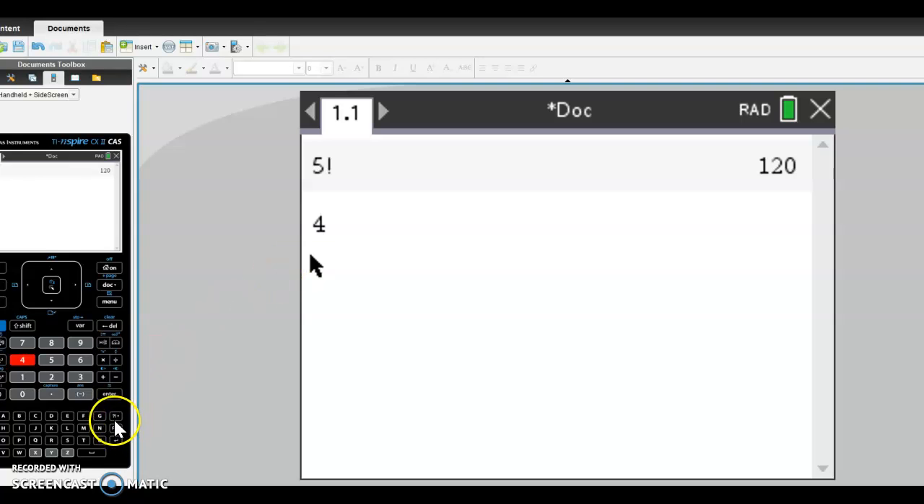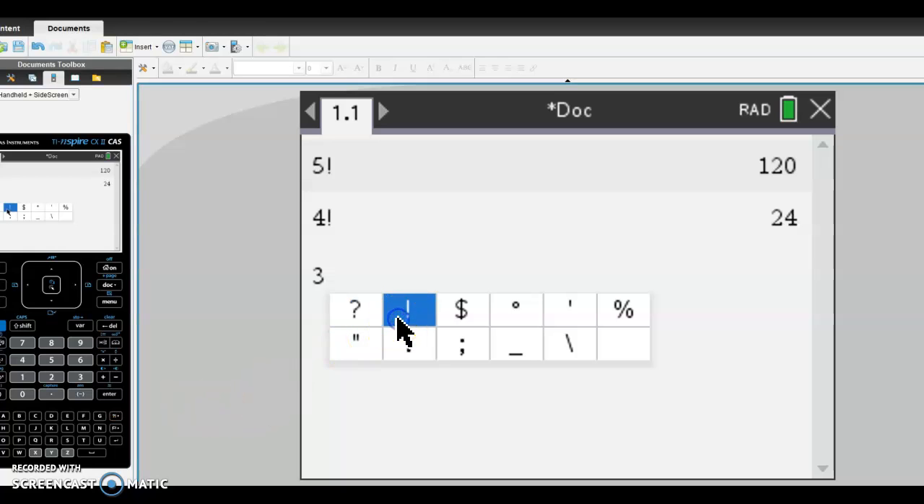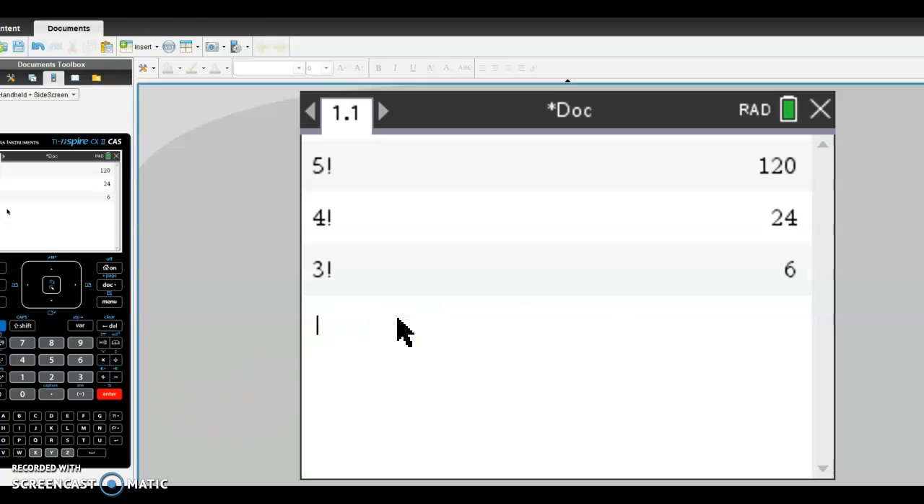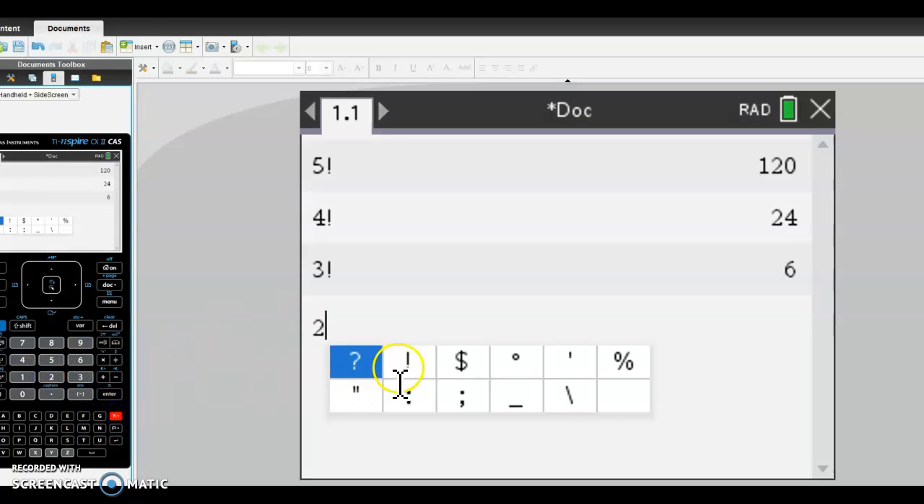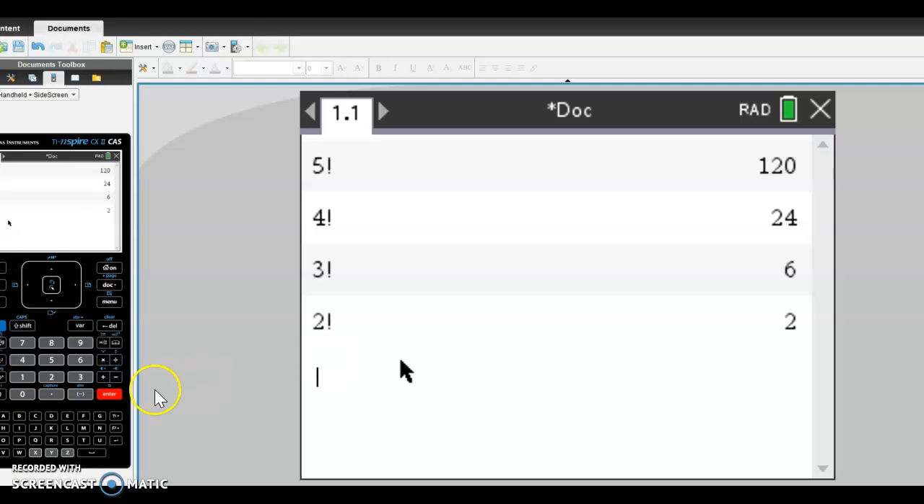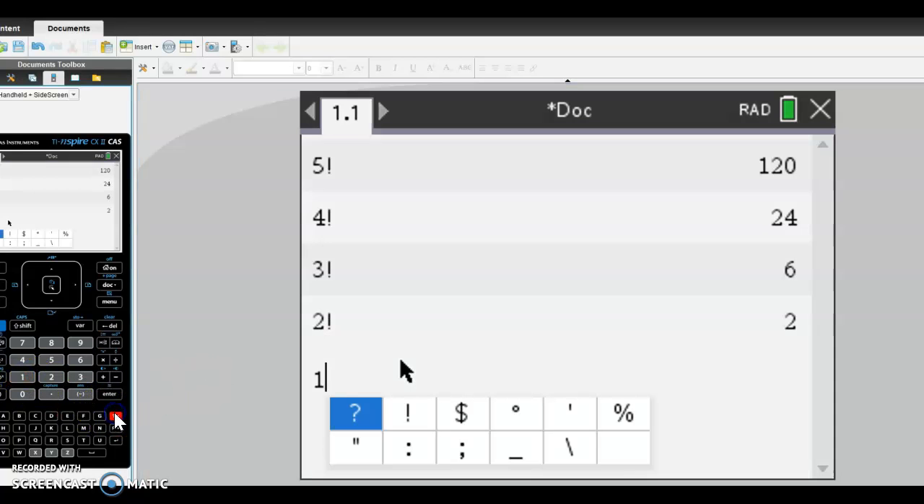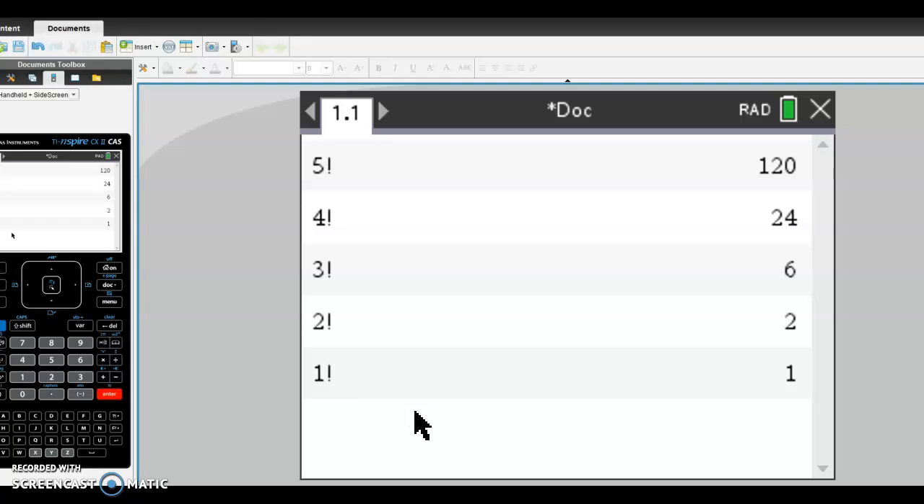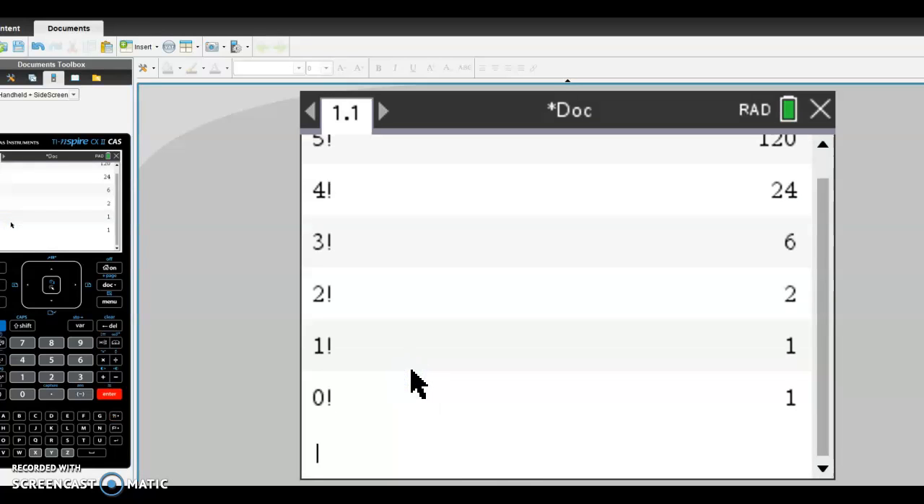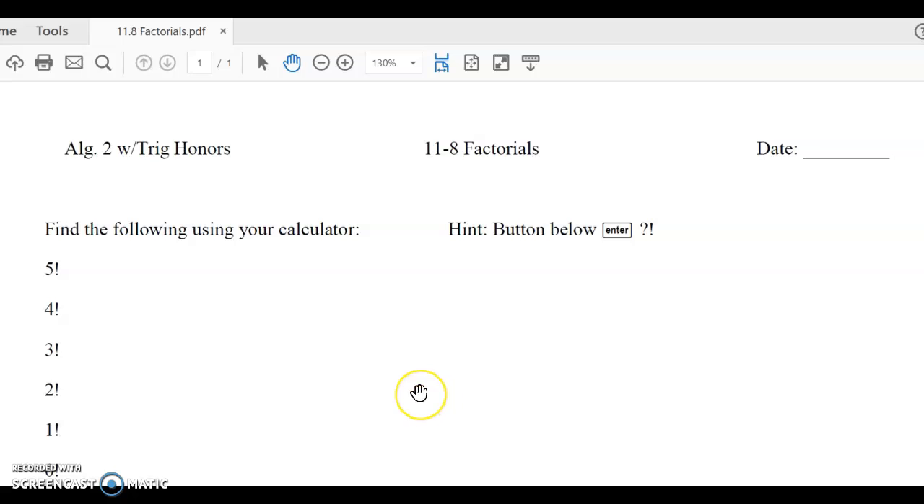When we type in 4 factorial, we get 24. 3 factorial, six. 2 factorial is just 2. 1 factorial is just 1. And 0 factorial is also 1. So in general, what does factorials mean?